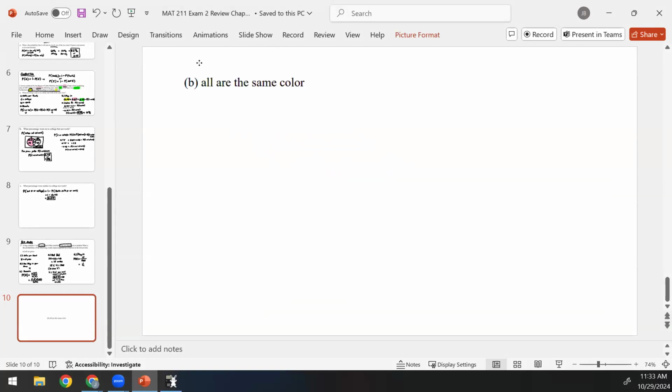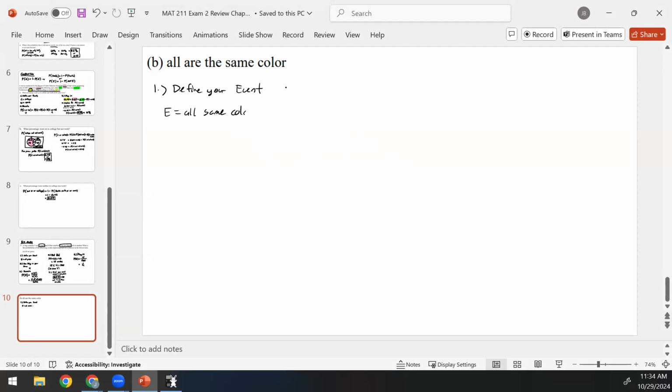So the next one says, are all the same color? So it's the same principle, right? Step 1 is define your event. And so this is going to be all same color.